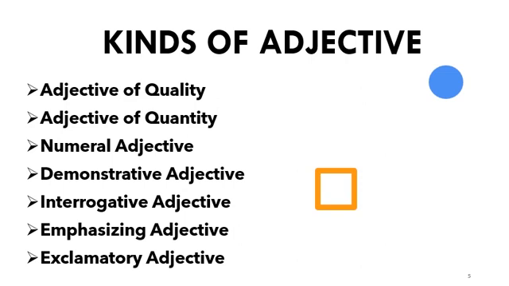The next one is emphasizing adjectives. As the word emphasize shows, they are used to focus on something and emphasize something. For example, I saw the man with my own eyes. Now, own serves as an emphasizing adjective. Mind your own business. Now, in these sentences, own serves as an emphasizing adjective.